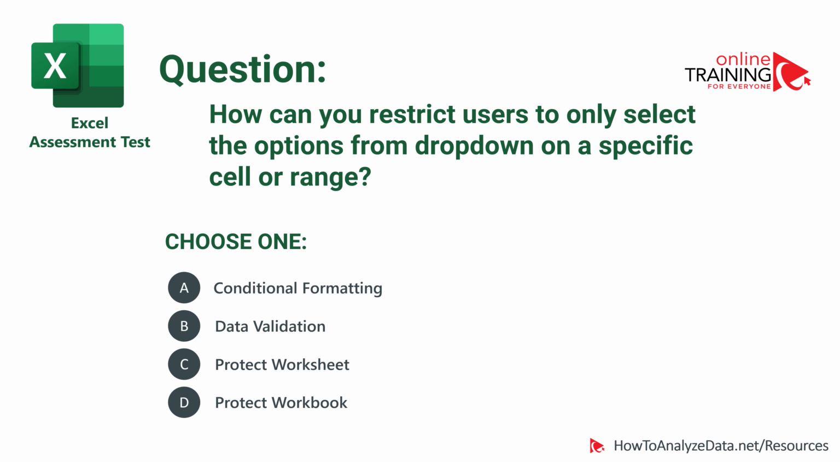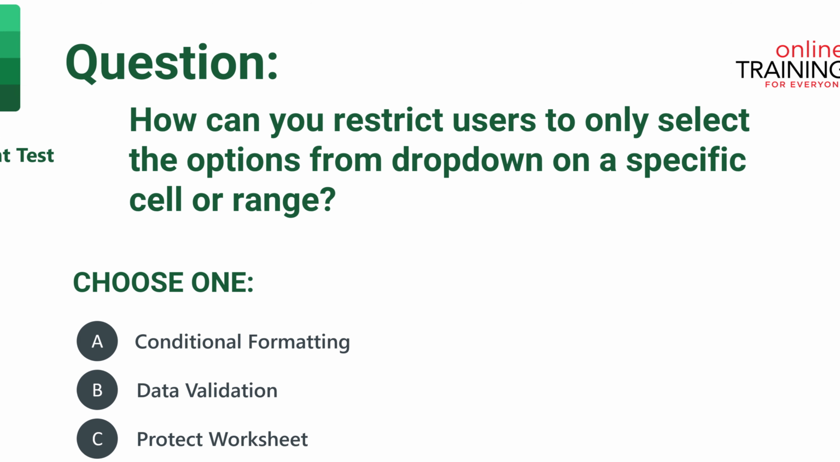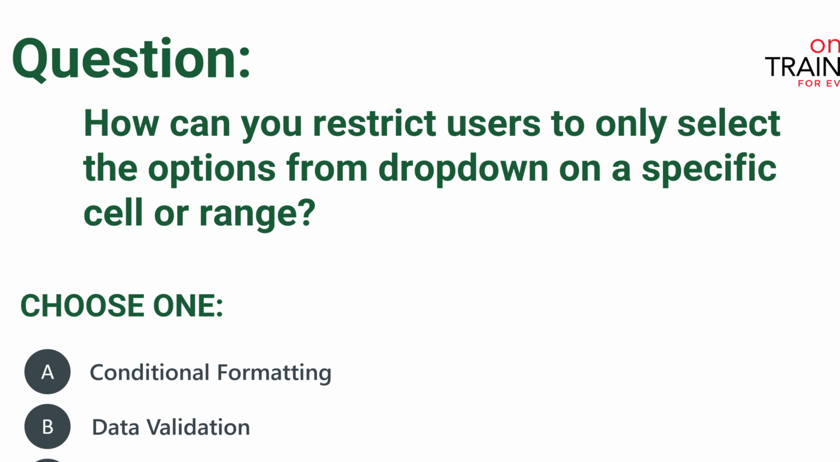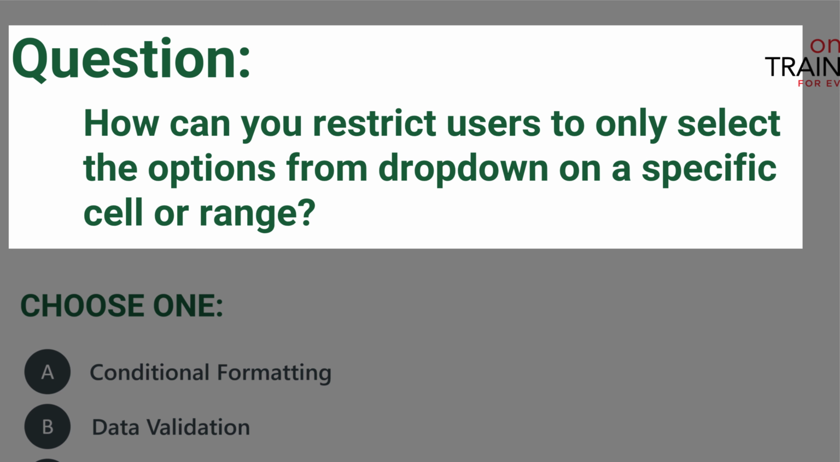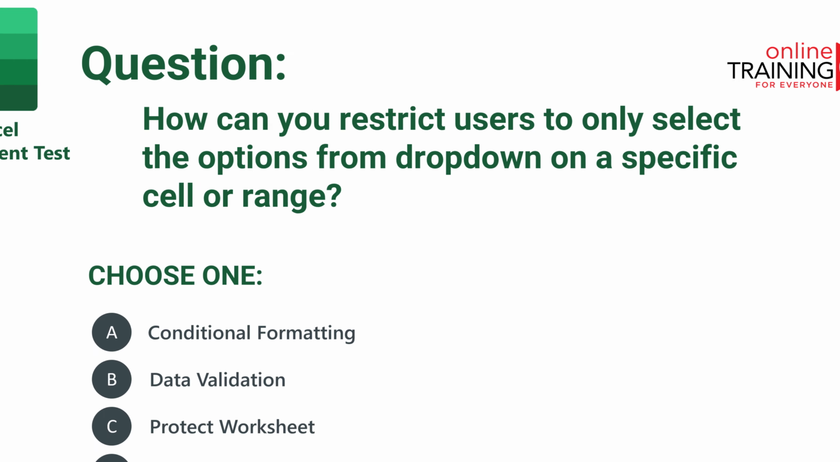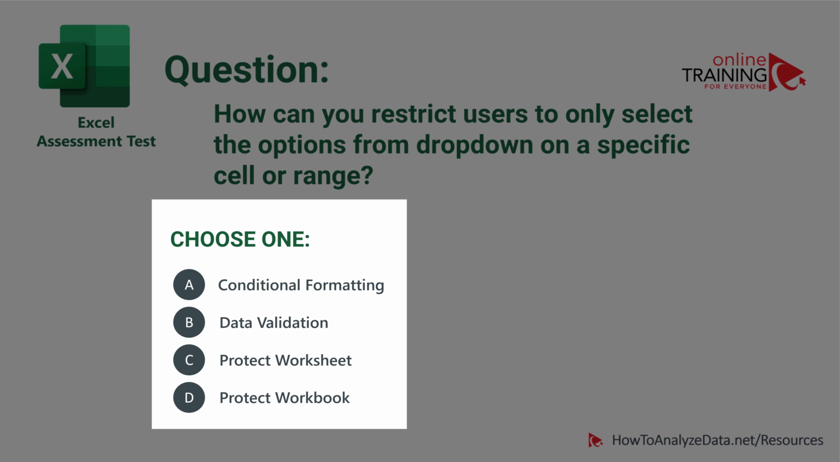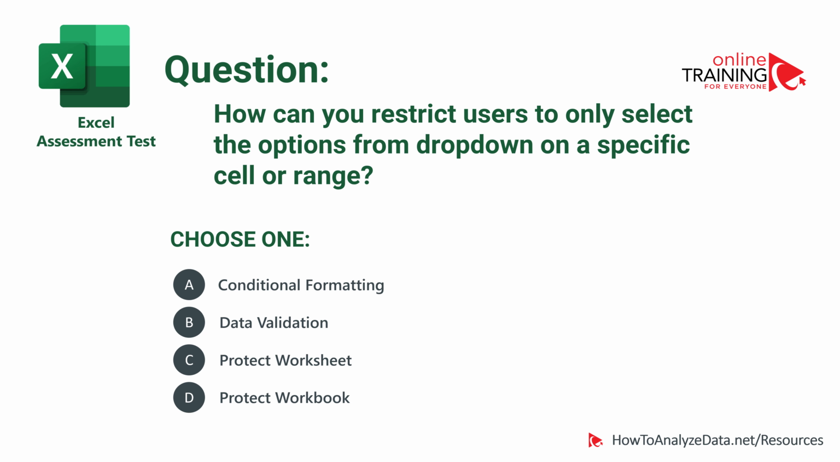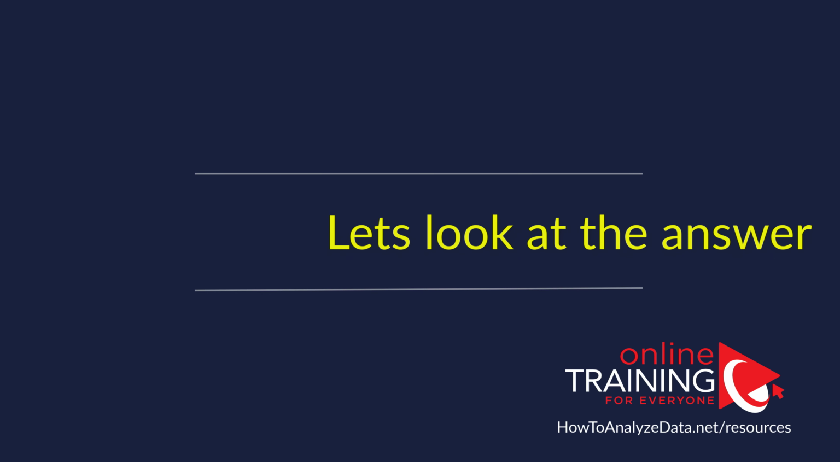Here's an Excel test question to help better understand your knowledge of the user entries. How can you restrict users to only select the options from a drop-down on a specific cell or range? And then there are 4 choices: conditional formatting, data validation, protect worksheet, protect workbook. Which one do you think is the right one?